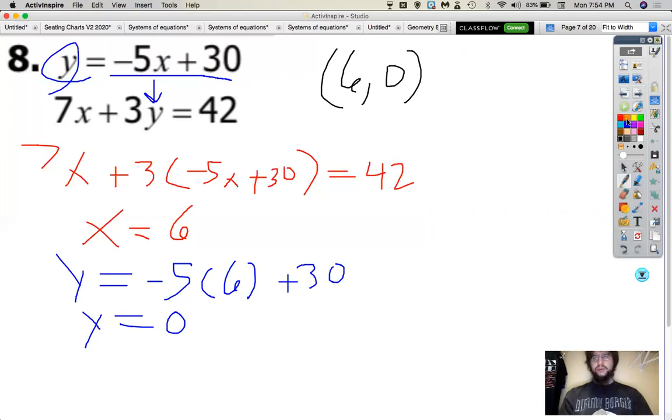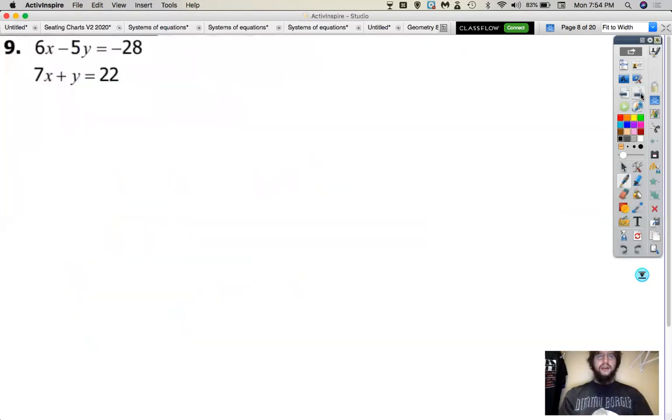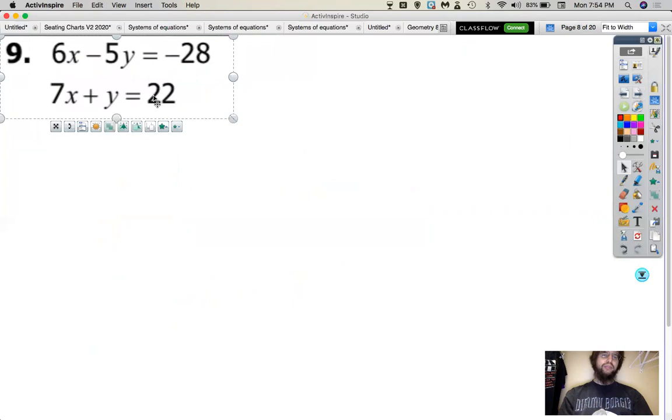All right, let's do another one. All right, this one, not directly giving us y, x, or anything, but we can pretty easily solve for one of these variables. 6x, negative 5y, 7x, y. Okay, just a plain old y. Coefficient of 1 makes our lives a little bit easier.